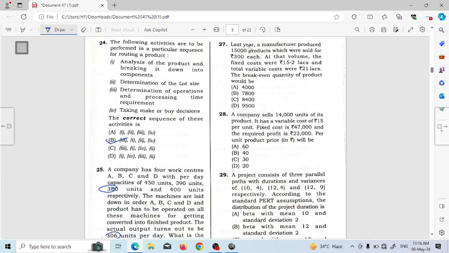Next, 27. Last year, a manufacturer produced 1500 products which are sold for 300 each. At that volume, the fixed cost is 15.2 lakh and the variable cost is 21 lakh. Then what is the break-even quantity of the product? So solving on the next page.